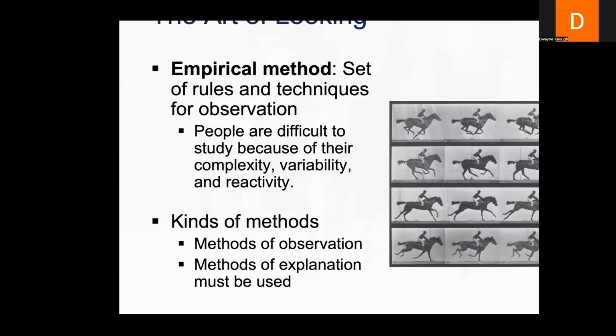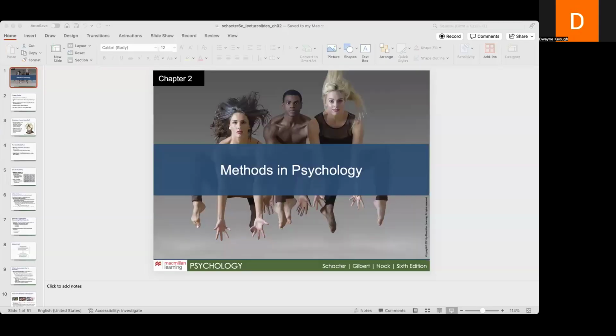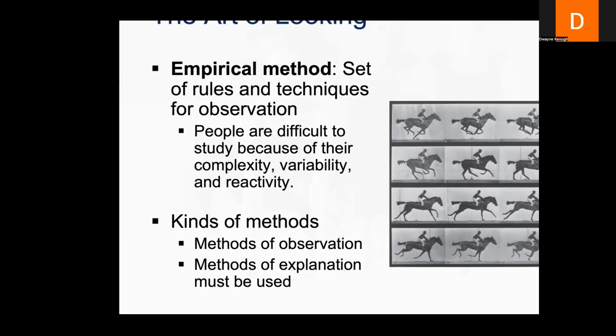So some people were trying to argue that at all times there's a hoof on the ground, while others said, no, when I watch a horse run, it seems like all four of its legs are suspended in the air, not touching the ground. And people could watch the same horse and come to two different conclusions. The empirical method sets a set of rules and techniques for observation, and people were difficult to study because of our complexity or variability, which is a way to think about our differences and how reactive we can become.